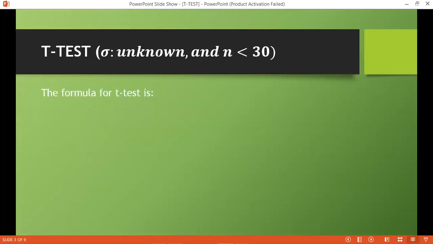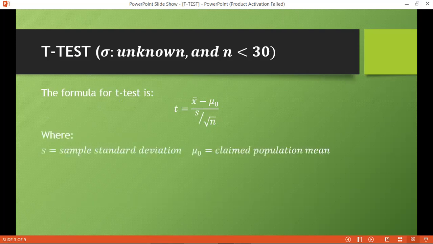The formula for t-test is given by this formula. T equals, this is somewhat the same with the z-test. Ang kaso nga lang, we will use a different table in interpreting the result for the t-test. Where S is the sample standard deviation, then mu sub 0 is the claim population mean, X bar is the sample mean, and then n is the sample size.